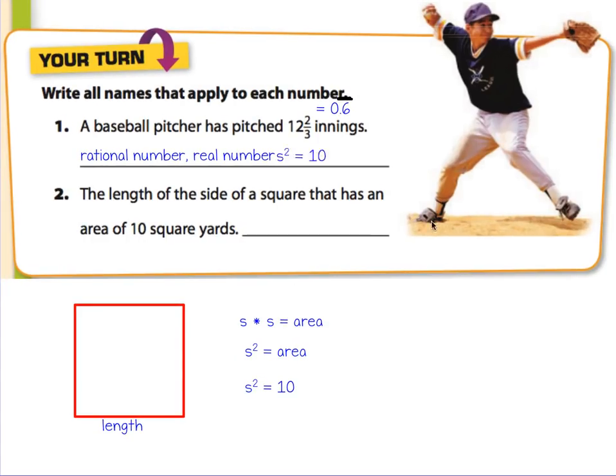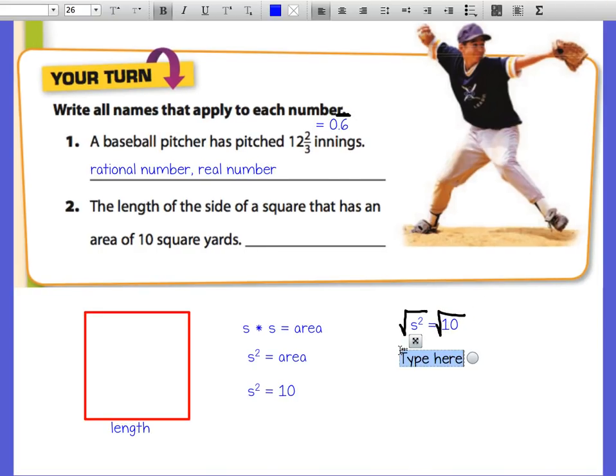So I know that to solve this, I have to square root both sides. So if I do the square root of s squared and the square root of 10, I know the square root of s squared is equal to s, but 10, even though we want to think it is, is not a perfect square.